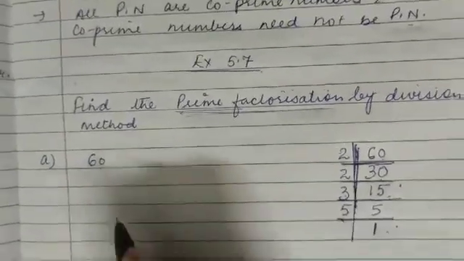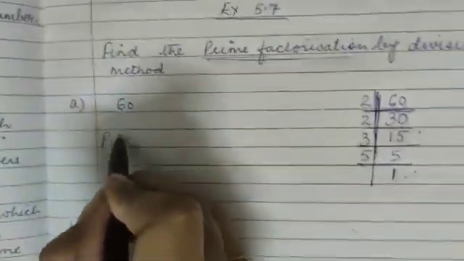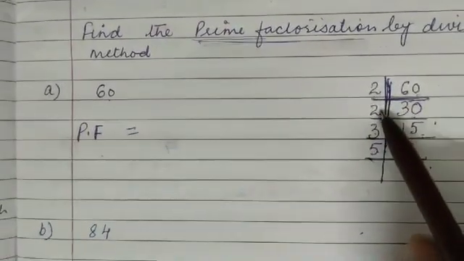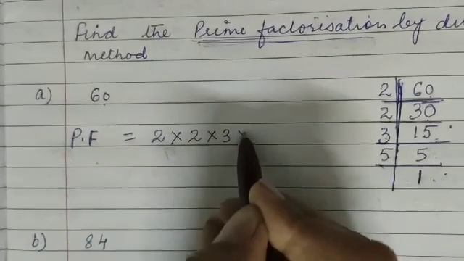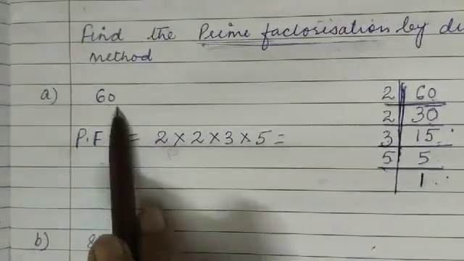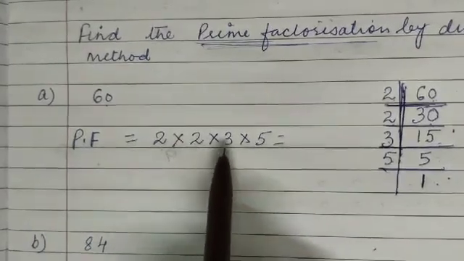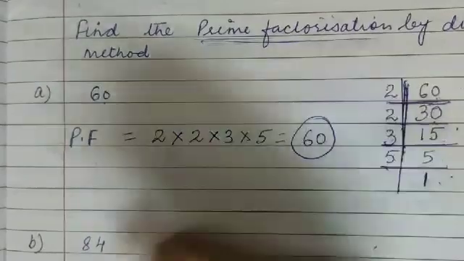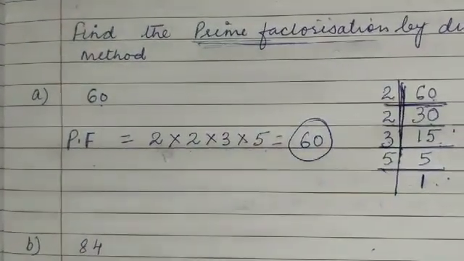So now what are the prime factors? PF means prime factors. Prime factors of 60 are 2, 2, 3, 5. So 2 multiplied by 2 multiplied by 3 multiplied by 5. When you multiply, the answer should be 60. 2 2s are 4. 4 3s are 12. 12 5s are 60. Yes, your answer is correct. Clear? Move to the next one.